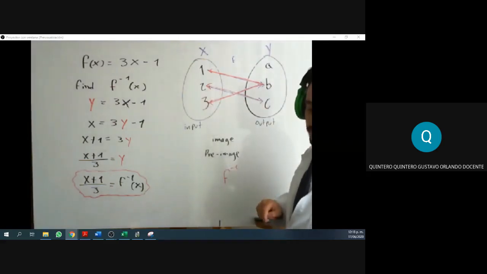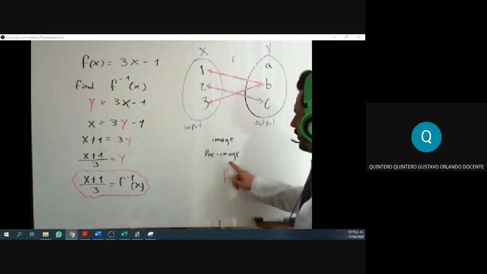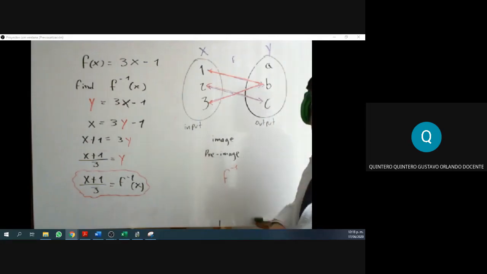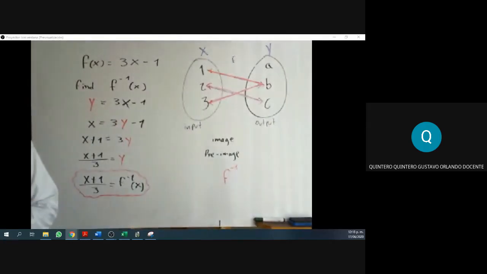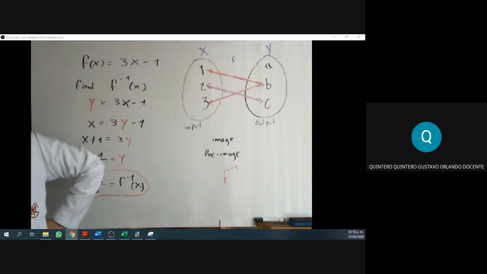All right? Guys, answer please in the chat. F to the negative 1, so the inverse of F. Is that a function or is not a function? You guys go, please. All right, Ma Gutierrez has an answer. She doesn't know. Anybody else? Lily has an answer. Beautiful. Somebody else?